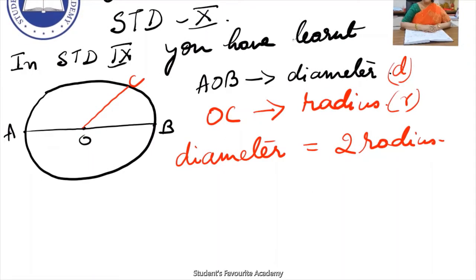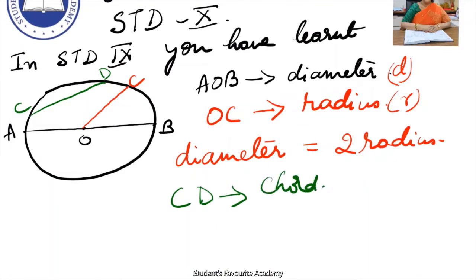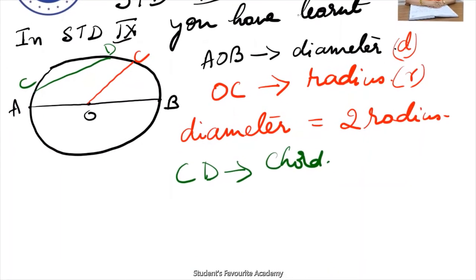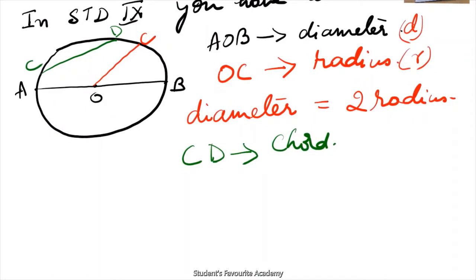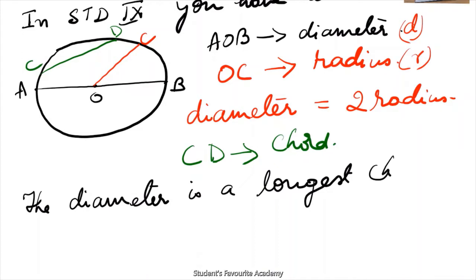Then you have also learnt about chord. Chord is a line joining any 2 points on the circle. So say CD, here CD is the chord. Diameter is also a chord. In fact, diameter is the longest chord which passes through the center. It is a chord because it is a line joining 2 points on the circumference of the circle. Only difference is diameter passes through the center of the circle also.